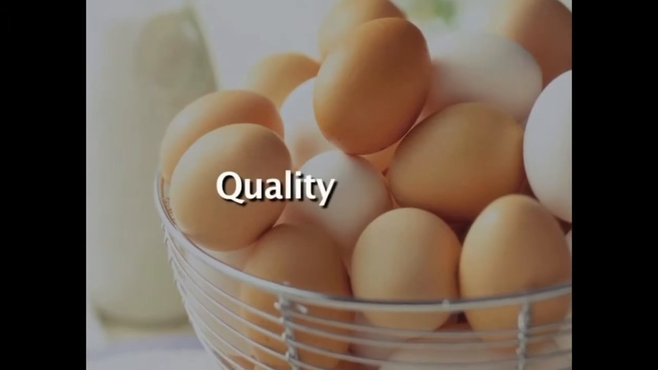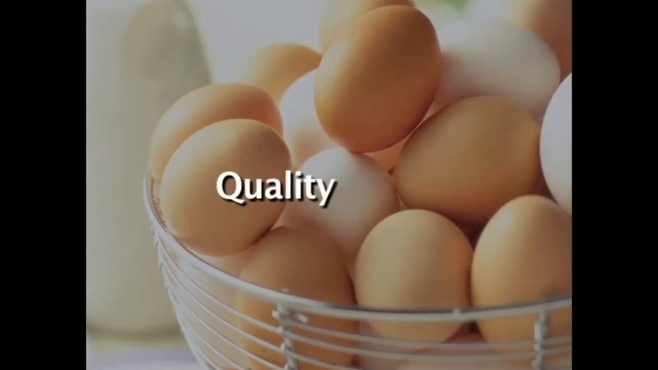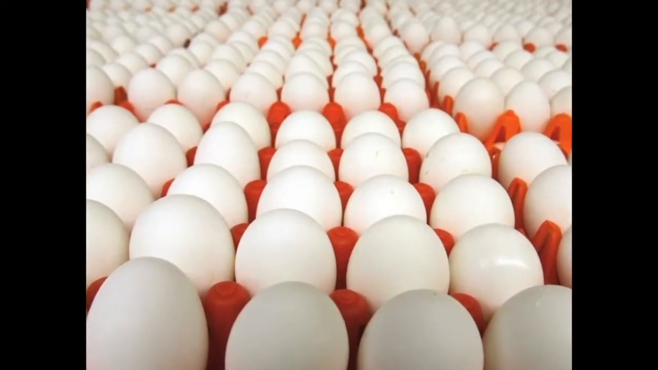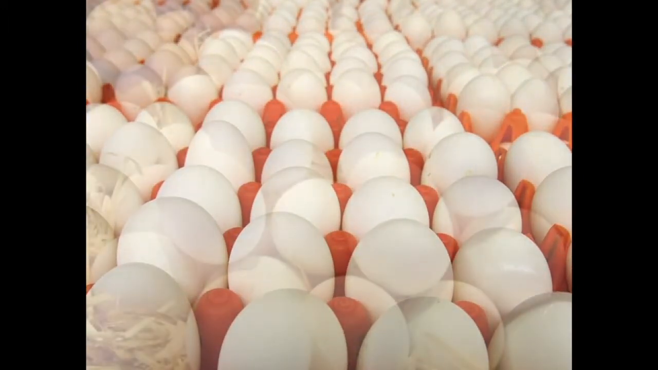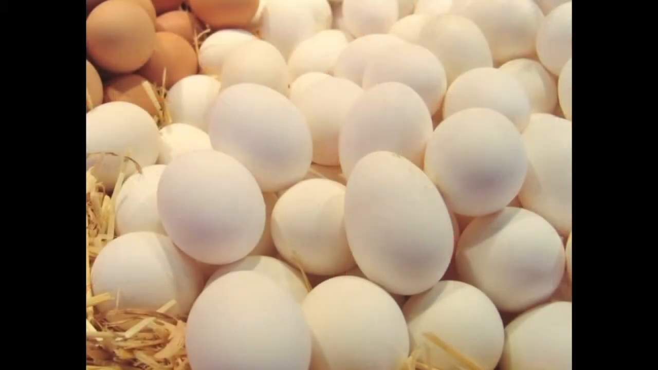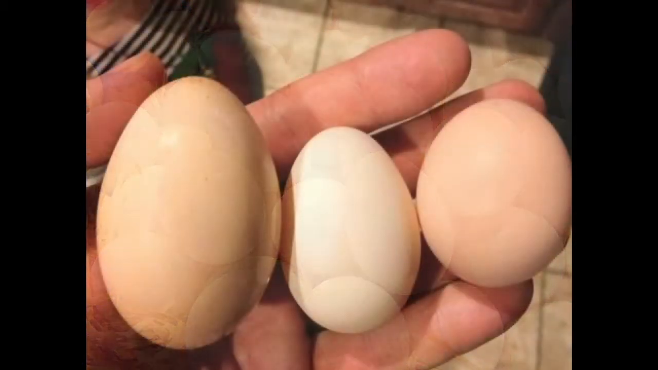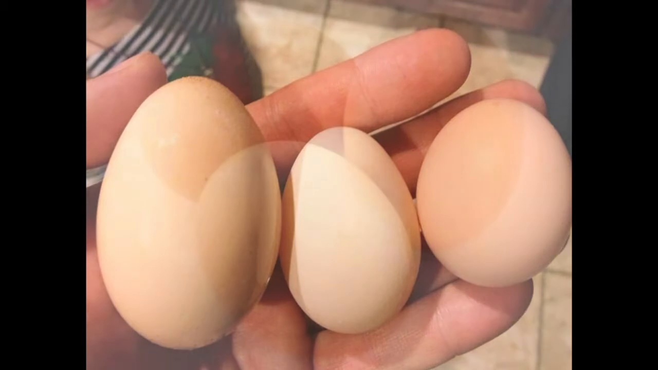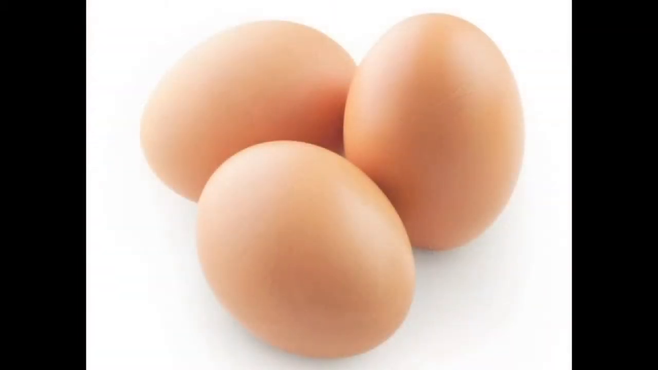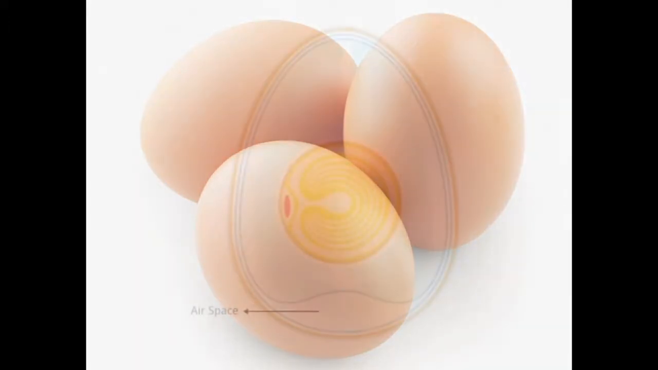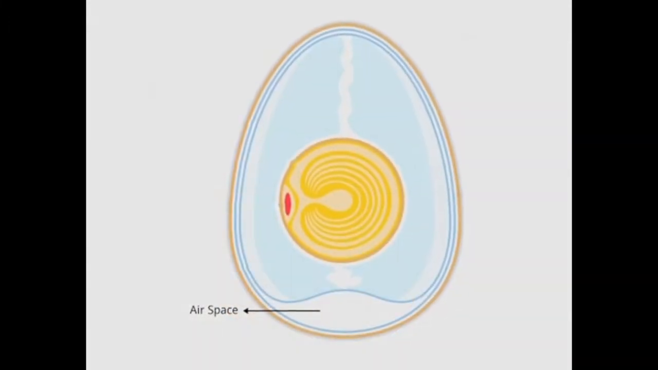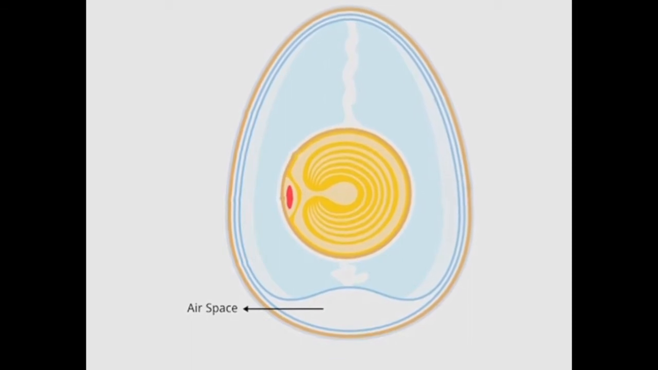How do we assess the quality of an egg? There are different ways in which the quality of egg can be assessed. Good quality eggs should be unbroken. The shell should not be broken. Although the size does not matter, the weight of an egg is important, and the weight of eggs ranges between 40 to 70 grams.